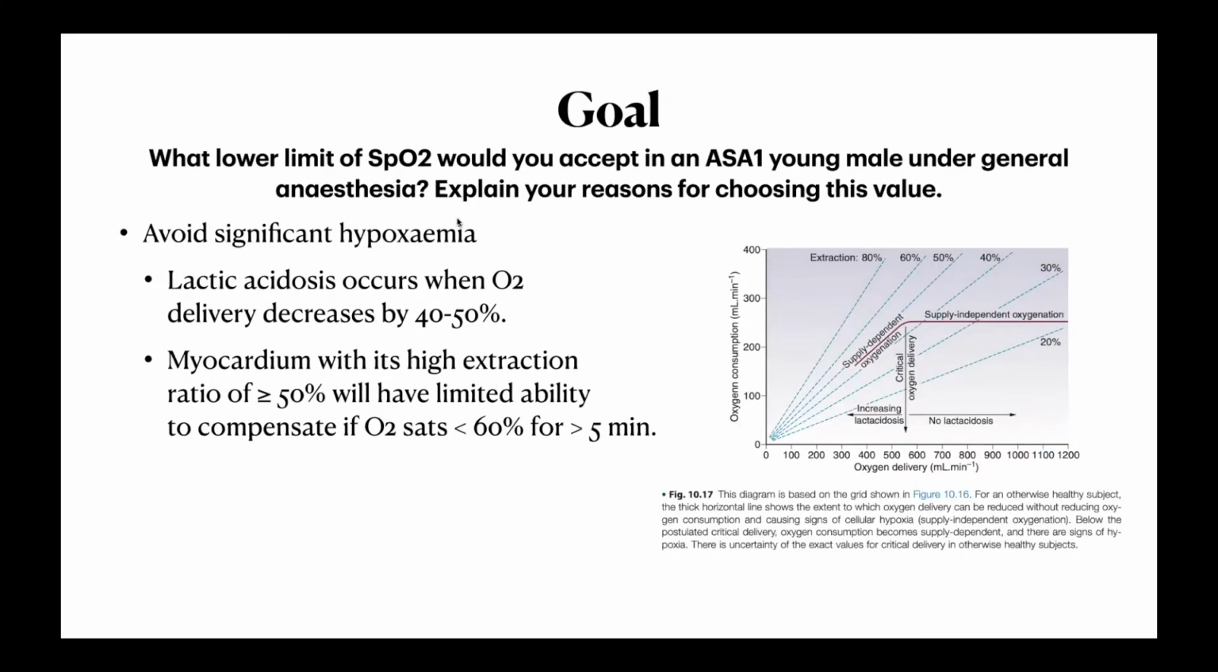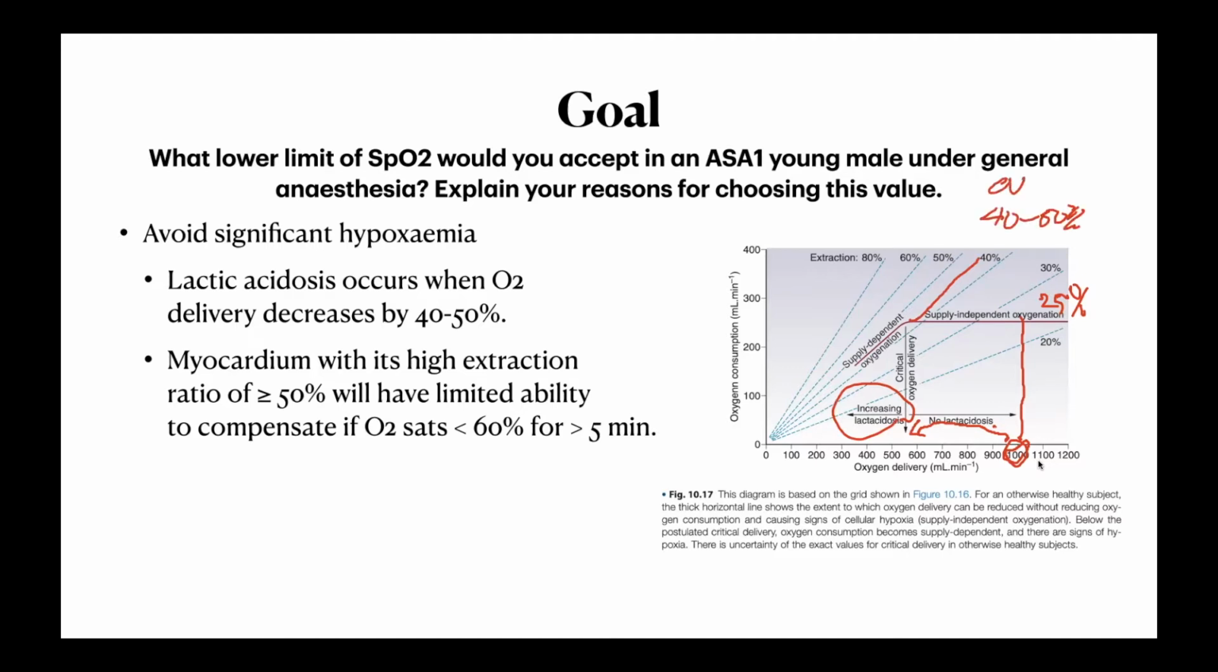What is the goal? So the goal is to avoid significant hypoxemia. And when significant hypoxemia occurs, well, it's related to your oxygen delivery. So this is the graph from Nunn's, which shows that normal oxygen delivery is about 1,000 mils per minute, and your normal oxygen extraction ratio is approximately 25%. And what you can see here is that when your oxygen delivery drops by about 40 to 50%, lactic acidosis starts occurring. So that's when your overall extraction ratio drops between 40 to 50%.